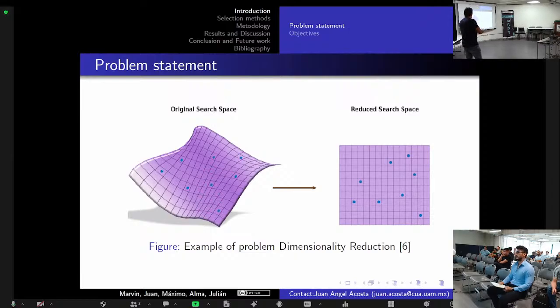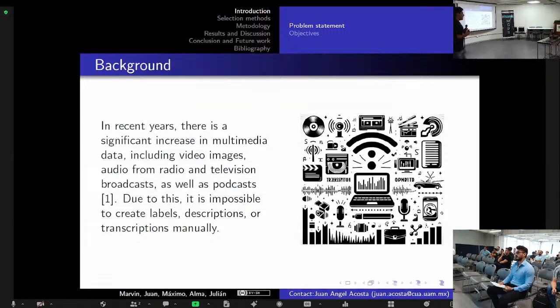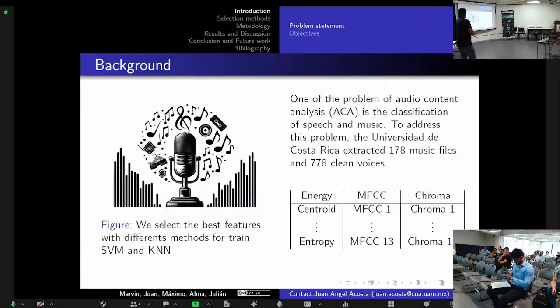In recent years, we have seen a significant increase in multimedia data, for example video, images, audio from radio and television broadcasts, and podcasts. Due to this, it's impossible to create the labels, descriptions, and transcriptions manually. For these reasons, one of the problems in audio content analysis, the ACA, is the classification of speech and music.